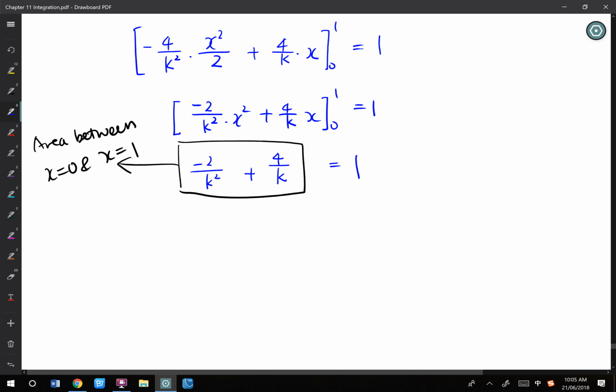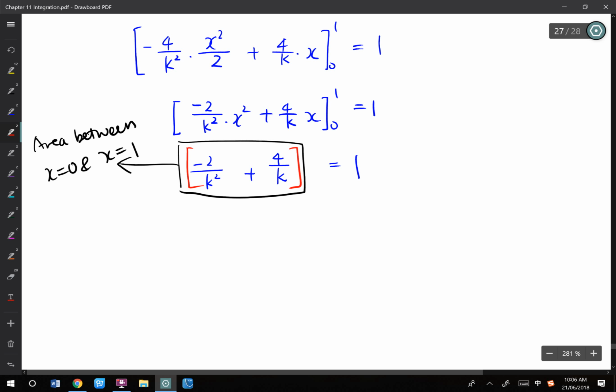We finish up, it's just the equation, minus 2 over k squared plus 4 over k equals 1. What's the first thing we do when solving equations with fractions? I need to get rid of the denominator. So how can I get rid of the denominator here? Times by what? K squared.